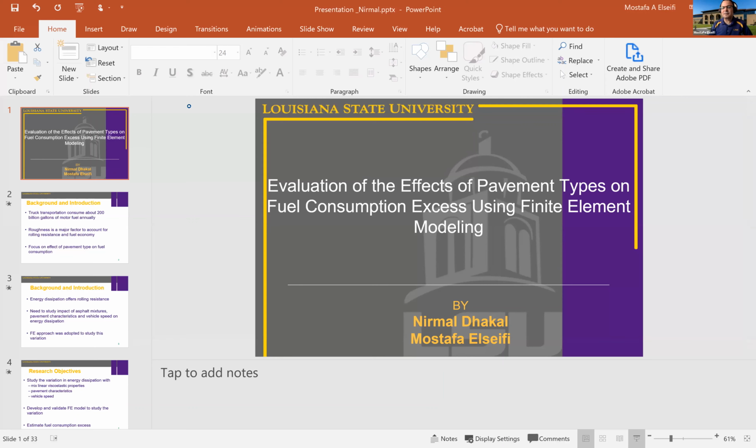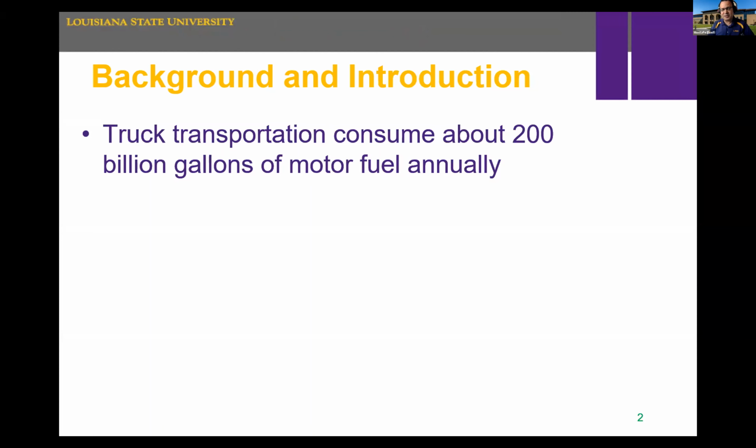So if we start with a little bit of background, it's well known that truck traffic consumes a large amount of fuel, and this is estimated at about 200 billion gallons of fuel annually. And this accounts for about $800 billion of consumption every year. So it's quite a bit of money being spent on the fuel consumption of trucks.